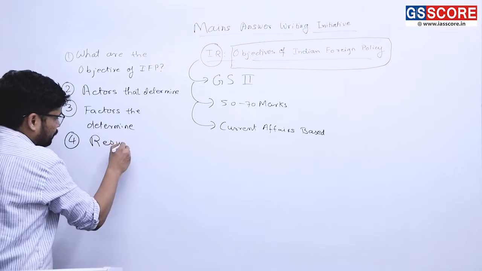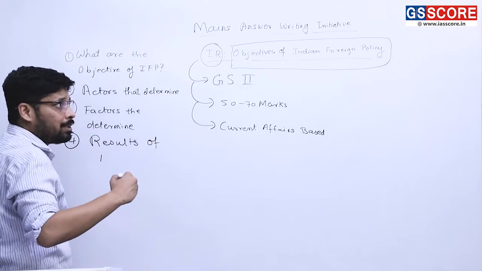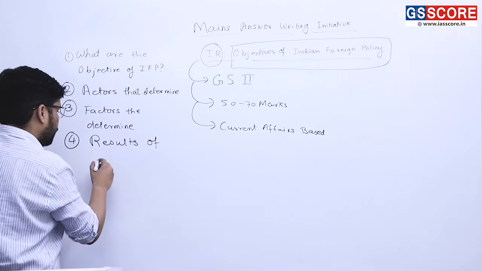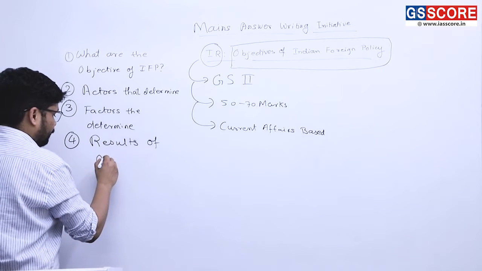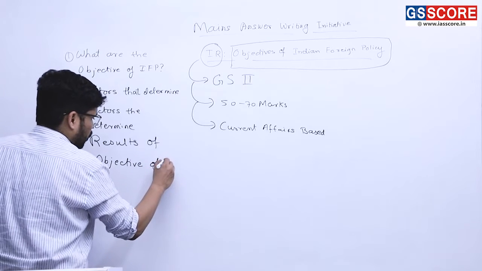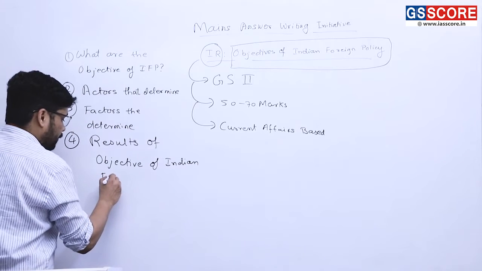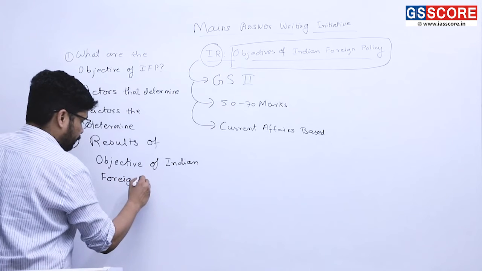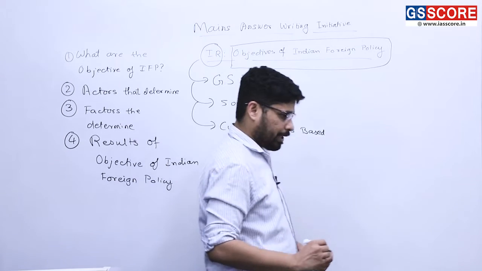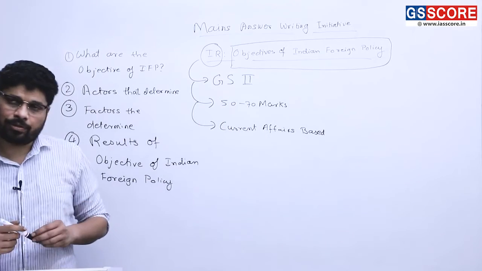Fourth, results of moving towards the objectives of Indian foreign policy. For example, securing the borders of India is one of the objectives of Indian foreign policy. Securing India is one of the objectives of Indian foreign policy.